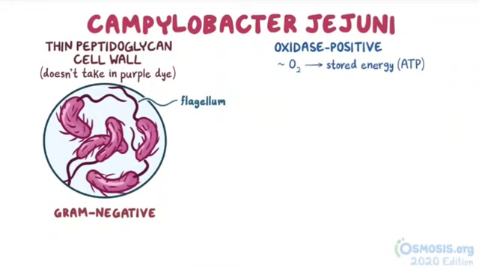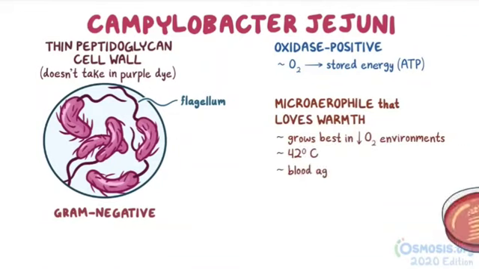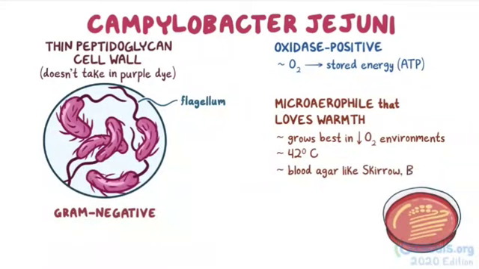Lastly, Campylobacter jejuni is a microaerophile that loves warmth, so it grows best in low oxygen environments at 42 degrees Celsius on blood agar varieties like Skirrow, Butzler, and Campy-BAP.